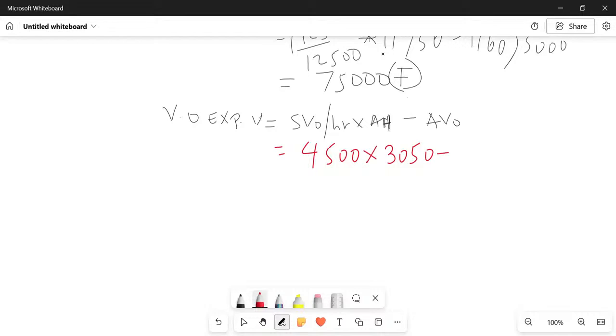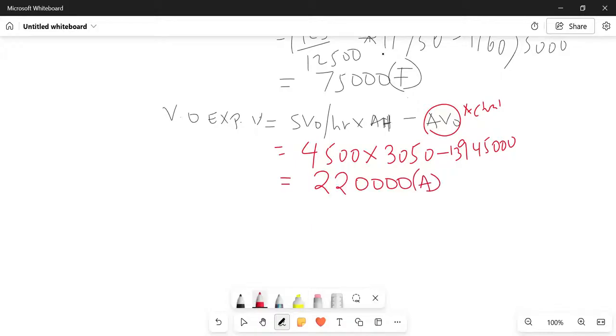From the actual information, what are the actual variable overheads? 13,945. Because it is in shillings thousands, I must always return the thousands back. Otherwise, the other option is to convert this by 1,000. So then give me this variable overhead expenditure variance. According to my brother here, we are getting 220,000 adverse. Is that okay? Adverse, right? So that is what you did.